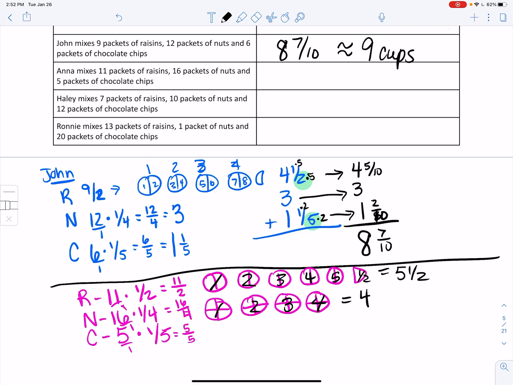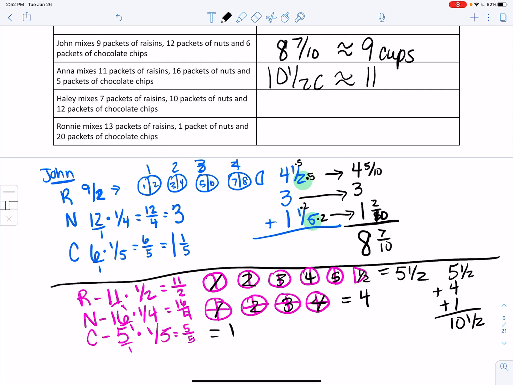This one is fifths. I'm not even going to try, but I know 5 divided by 5, she's got 1. So now we have to add them all together. 5 1/2 plus 4 plus 1. That means she has 10 1/2. So she has 10 1/2 cups of the trail mix, approximately 11.